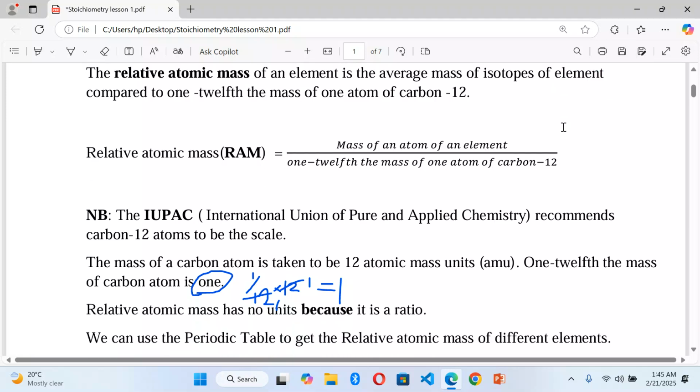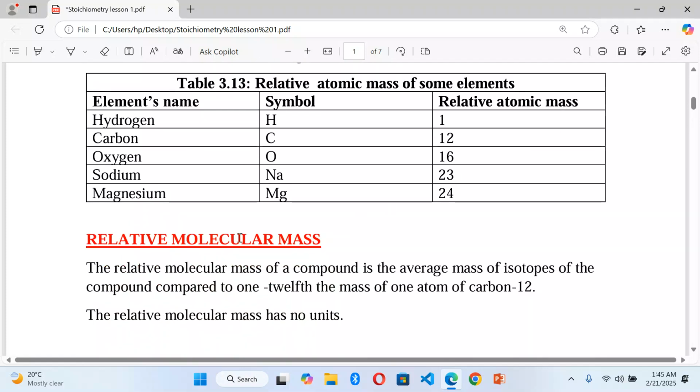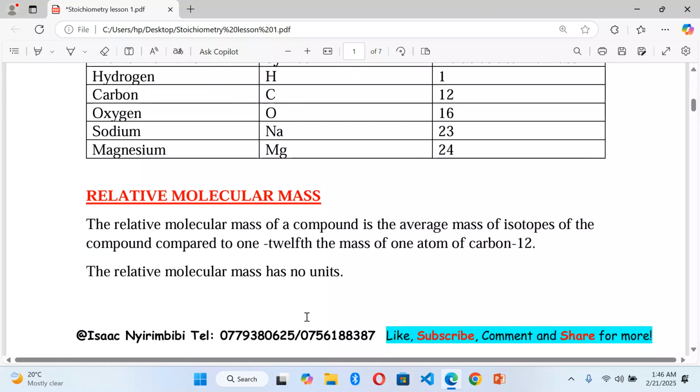But when you talk about relative molecular mass, we are talking about a molecule. A molecular mass involves more than one element in one compound. So it is a compound, not one element. We're saying also that the relative molecular mass has no units. Why? Because it is a ratio. It has no units because it is a ratio.